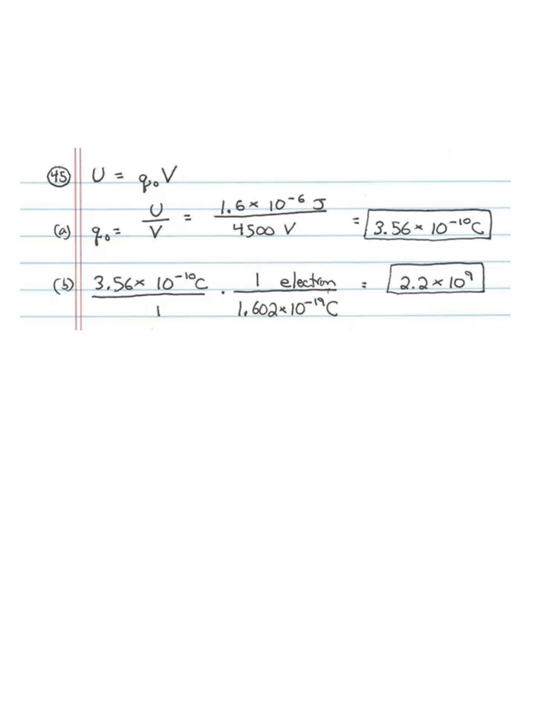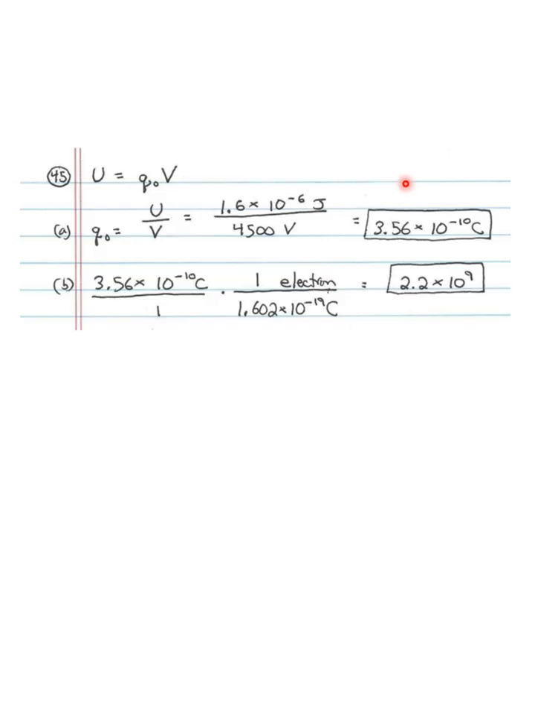All right. So the relationship between amount of energy and charge and potential difference is this, U equals Q naught V, where Q naught is going to be the total charge. We want to solve for that charge, so Q naught is U over V. It was 1.6 times 10 to the negative 6 joules over 4,500 volts, and we get a total charge released of 3.56 times 10 to the negative 10 coulombs.